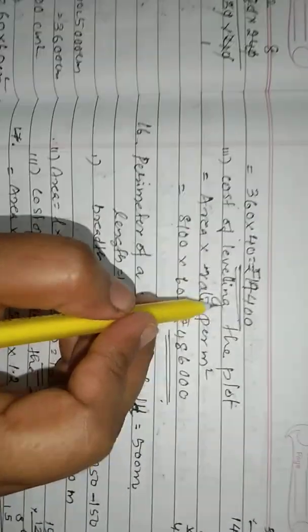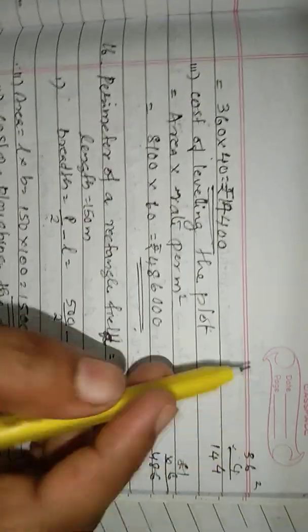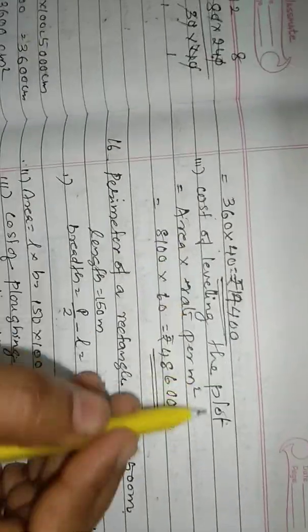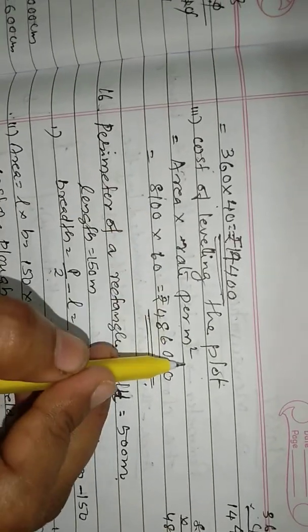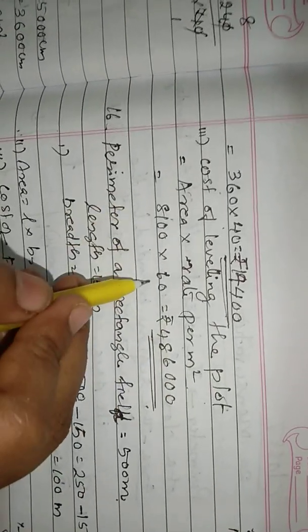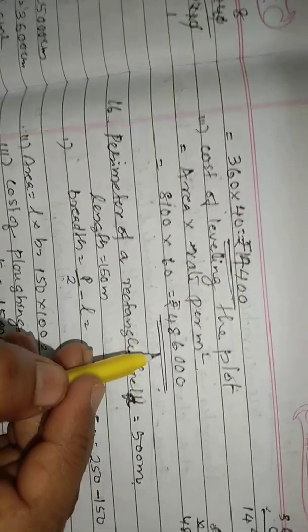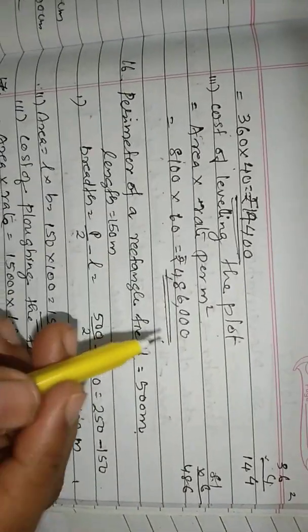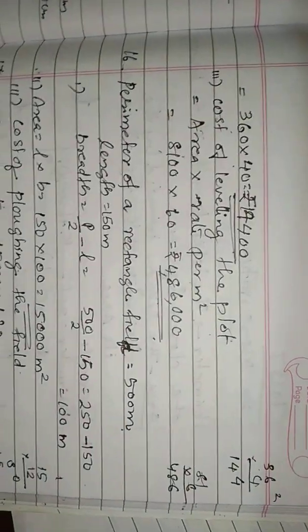And cost of leveling means plowing that floor, that is the interior part, all we are plowing. That is cost of leveling the plot, area into rate per meter square, that is 8,100. You will get the answer, that is 4,86,000. Just like this, question number 16, up to 16 you have to do.